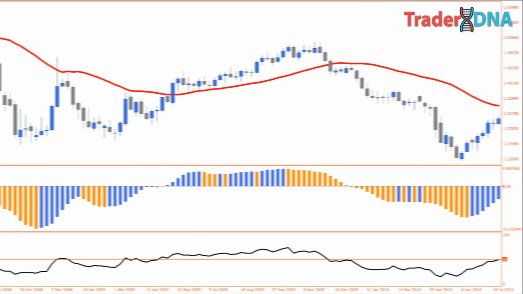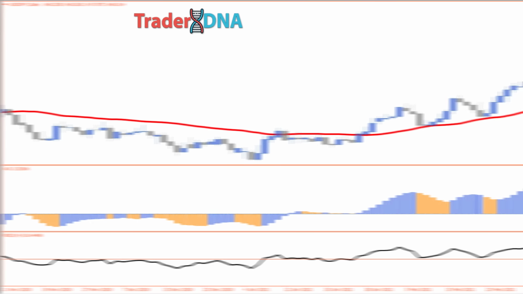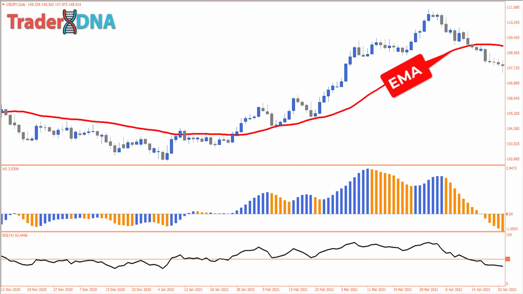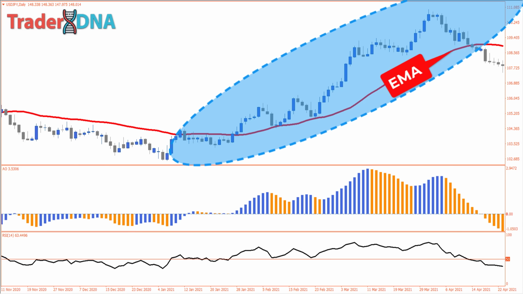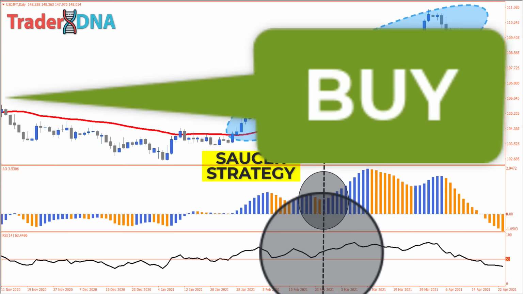Alright, now let's discuss the trading rules that must be met in this strategy. Long setup. First, the price is above the EMA line. If the price is moving above the EMA line, the current market trend is bullish. Second, the Awesome Oscillator shows a buy signal by strategy number 1, number 2, or number 3. Third, the RSI line is above the level of 50 and trending upward.